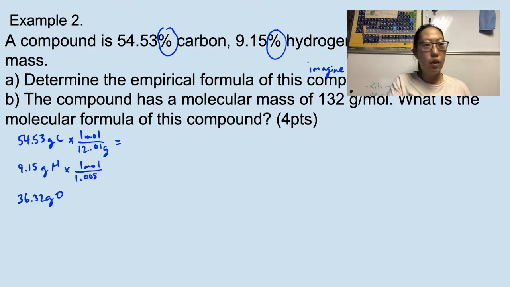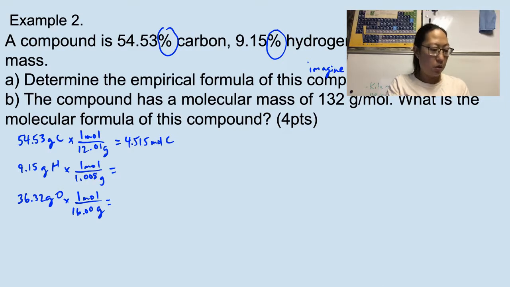So this would be 1.8. This is 1 mole is going to be 16.00 grams. So I divide these all out by their molar masses. For carbon, we get 4.515 moles of carbon. For my hydrogen, I'm getting 9.077 moles of hydrogen. And the last one, divide by 16, I'm getting 2.27 moles of oxygen.